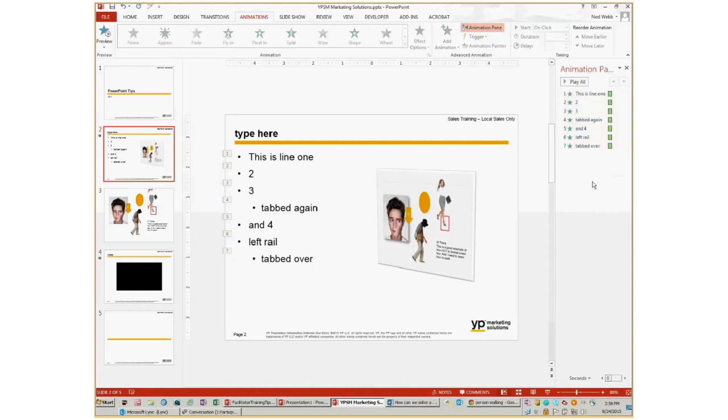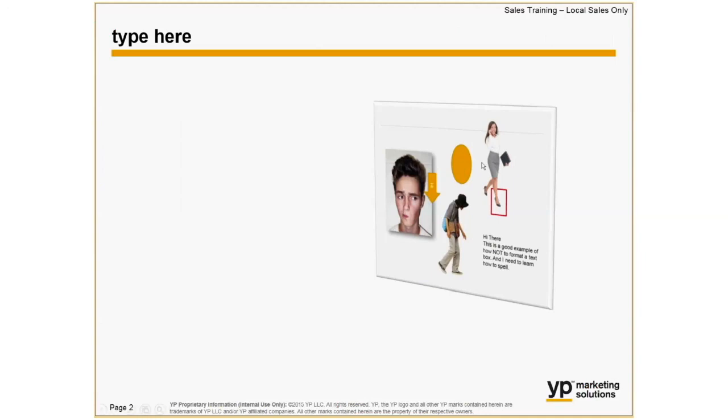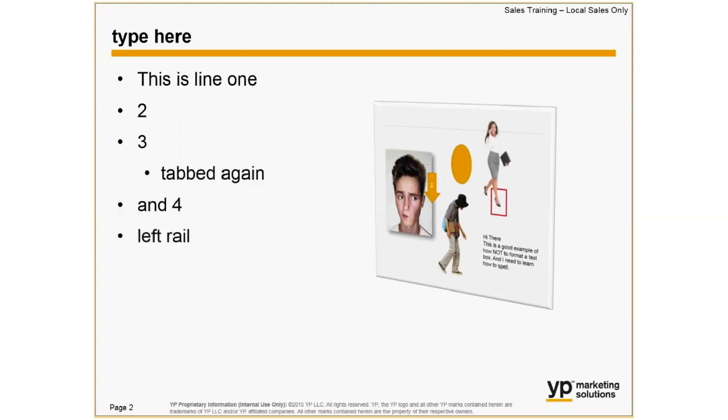So now when I do Shift F5 to run the slide, I get my picture up. I click once. This is line 1. I click again. Line 2. Every time I click, I get another option showing up. This is useful when you want to cover several options, but you don't want to spill the beans. You don't want to tell them what it's about ahead of time.